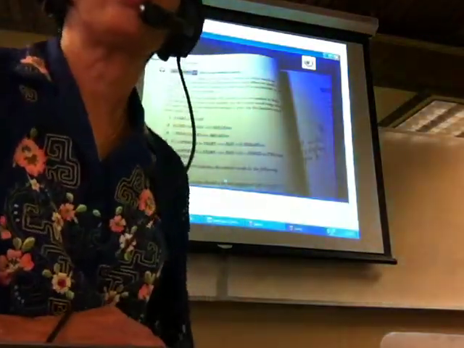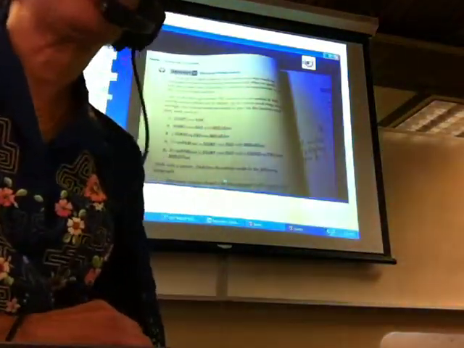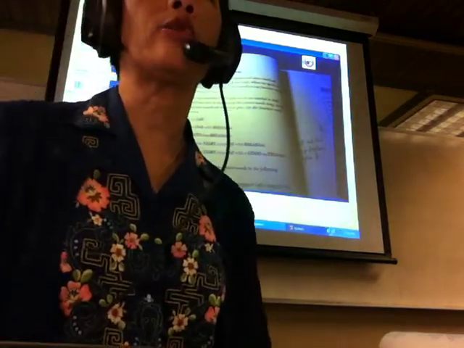Those are the smaller words. So the function words need to be weaker. So we want to make a contrast between the content words and the function words. When we speak the function words, they should be short, weak, and low because we don't usually stress them.